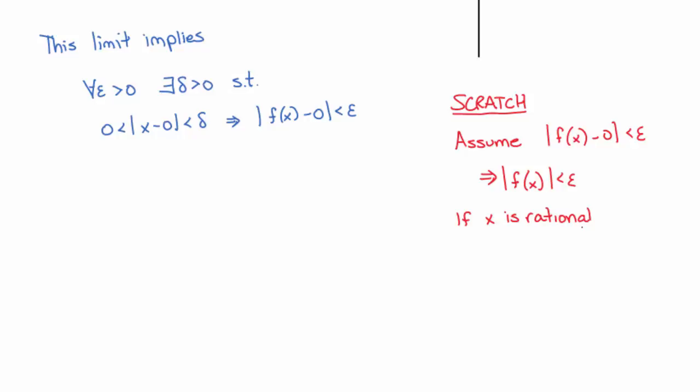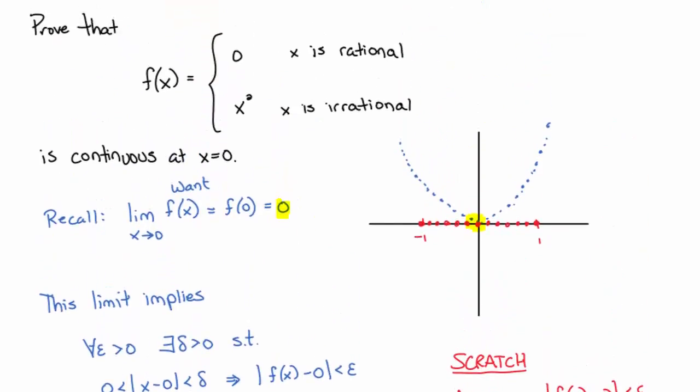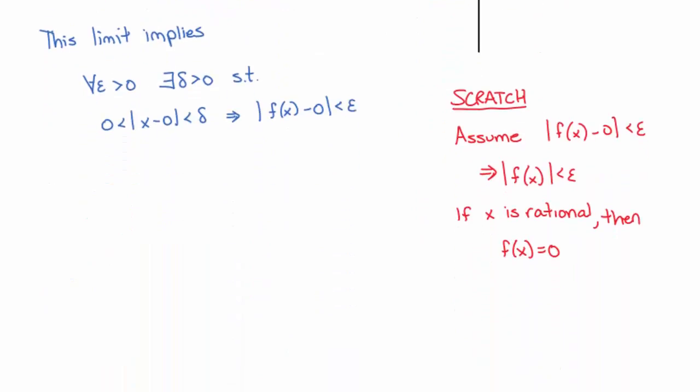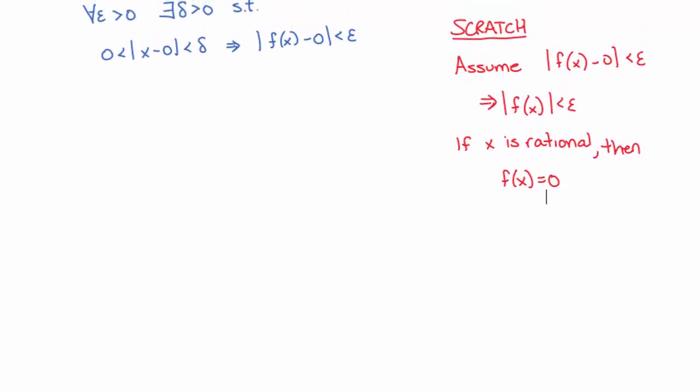So I'm just saying, if x happens to be rational, then f of x has to be 0 by definition of the function f here. If x is rational, then f of x is 0. So what does that imply? It implies that the absolute value of our function, which now, when we're plugging in rationals, is just the absolute value of 0, which is 0 itself, must be less than epsilon. But that's given from the get-go.